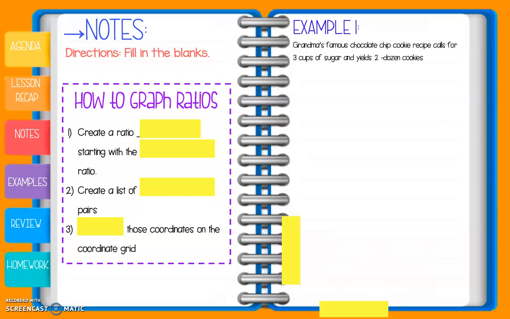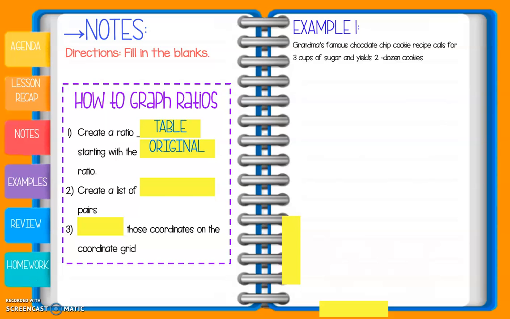All right, guys, today we worked on graphing ratios, and there's three easy steps to doing that. The first thing is we're going to create a ratio table starting with the original ratio. So that's something we already know how to do. This is actually two skills we already know how to do. It is creating a ratio table and then plotting ordered pairs. So hopefully you feel like today is super easy.